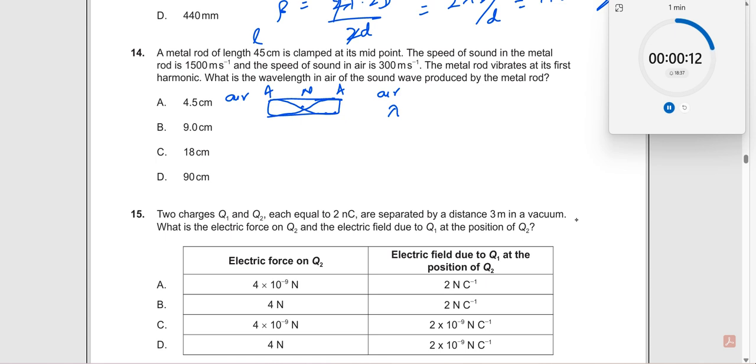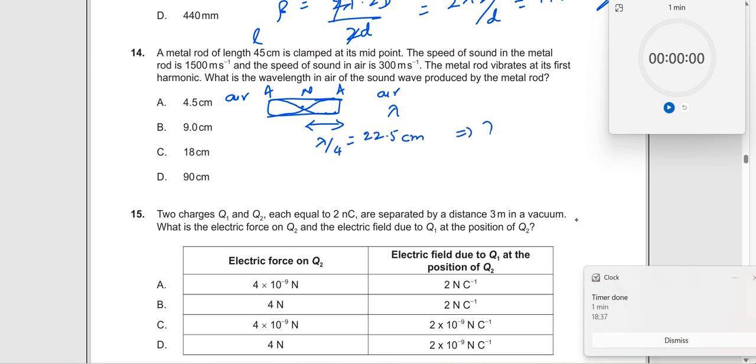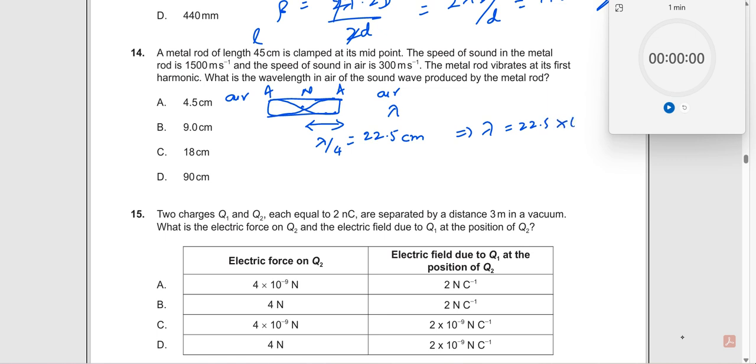Now what we need to do is, this is 45, let us find out what this value here is. So this value is half of it. Half of it means lambda by 4 should be equal to 22.5 centimeter, which means lambda should be equal to 22.5 multiplied by 4, which is equal to 90 centimeter. Now we have got the wavelength and we need to find the frequency.